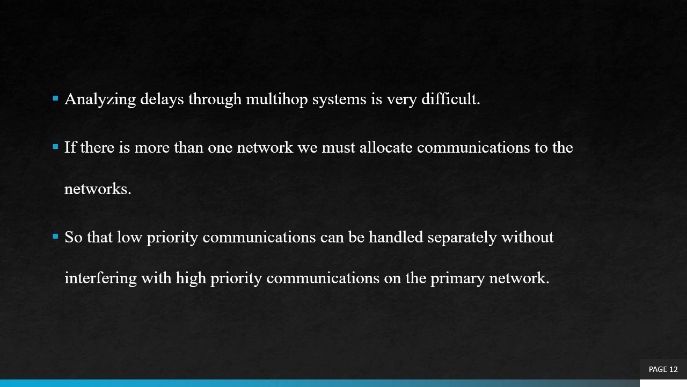The intermediate node receives a message from one network and transmits that message to another network. Analyzing delay is difficult as it depends on the computational load of the intermediate node. That is, it might also have some other messages which are yet to be transmitted. So if there is more than one network, communications should be allocated in such a manner that low priority communications can be handled separately and higher priority communications can be handled separately, so that they do not interfere with each other.